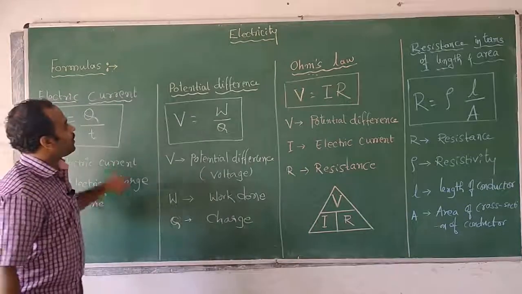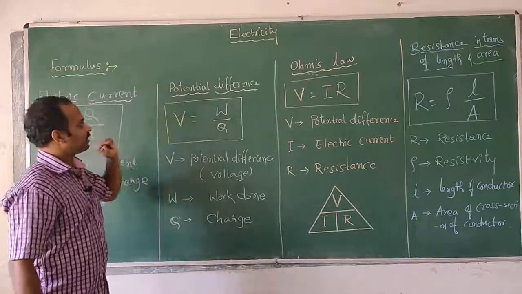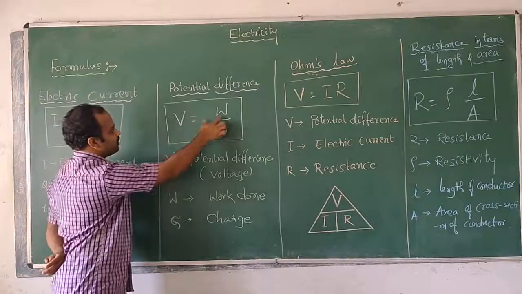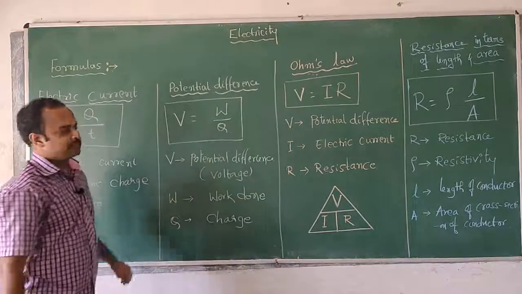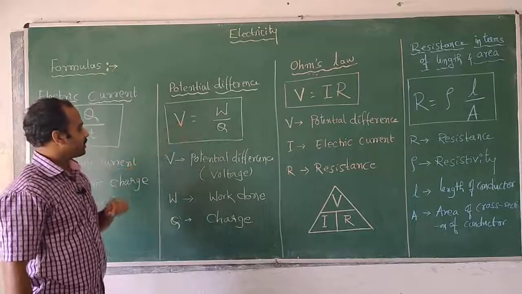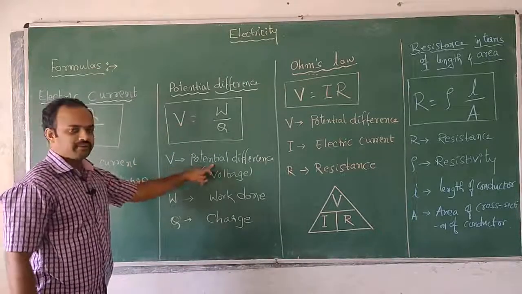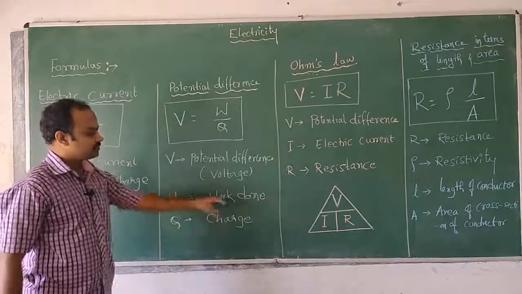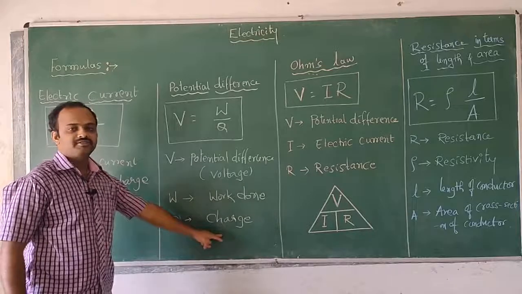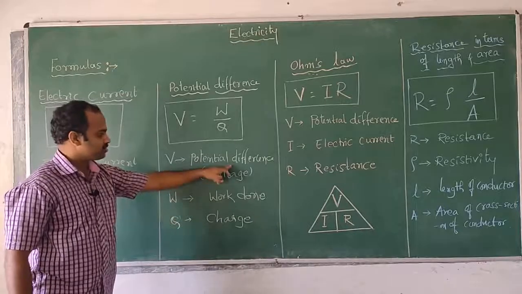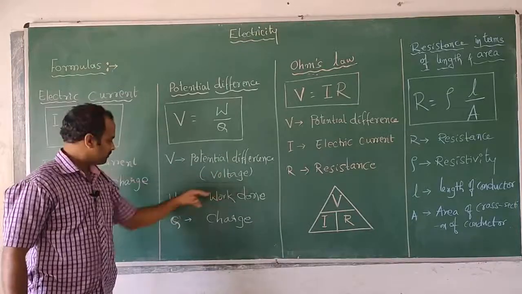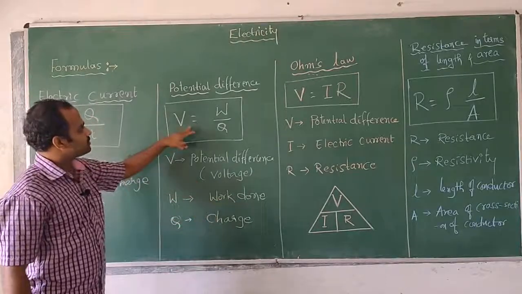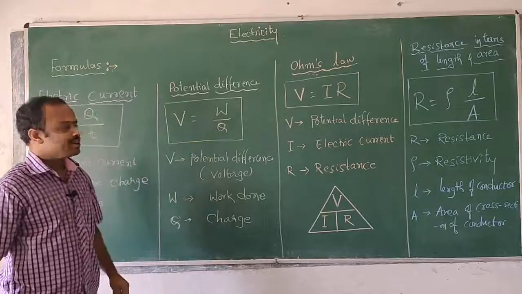The second one is potential difference. Potential difference is given by the equation V is equal to W divided by Q, where V is potential difference, or voltage, W is work done, and Q is charge.